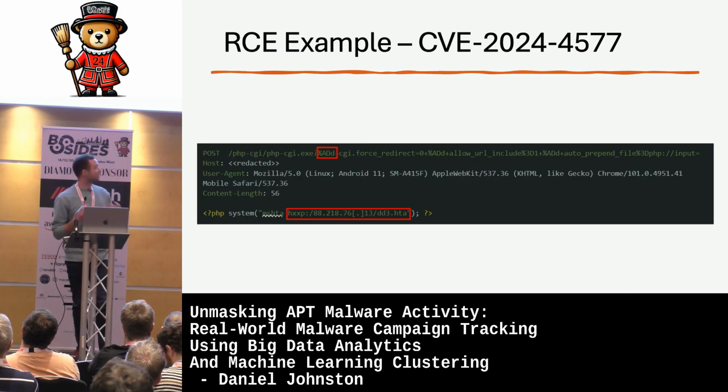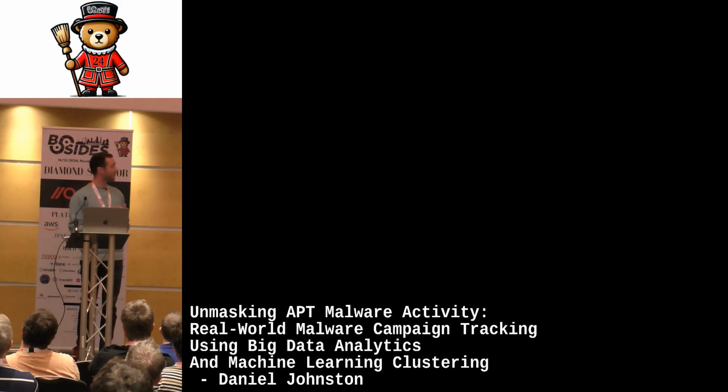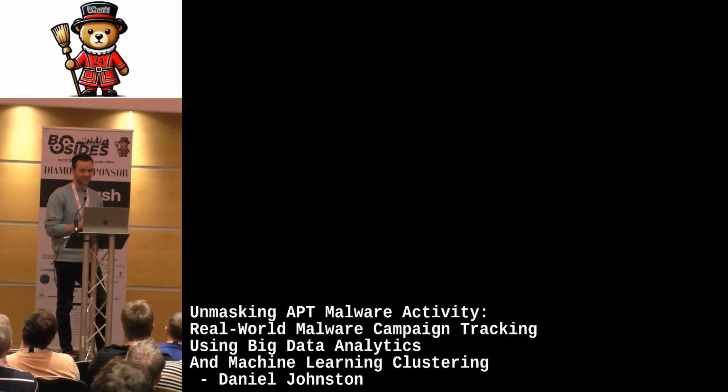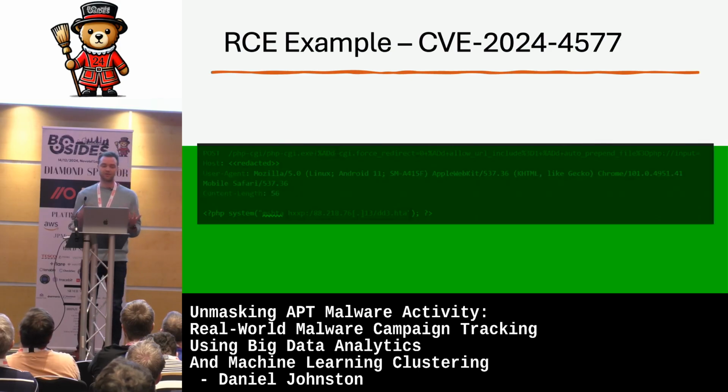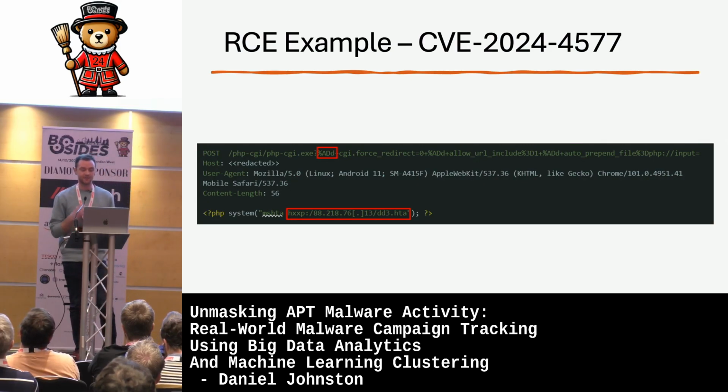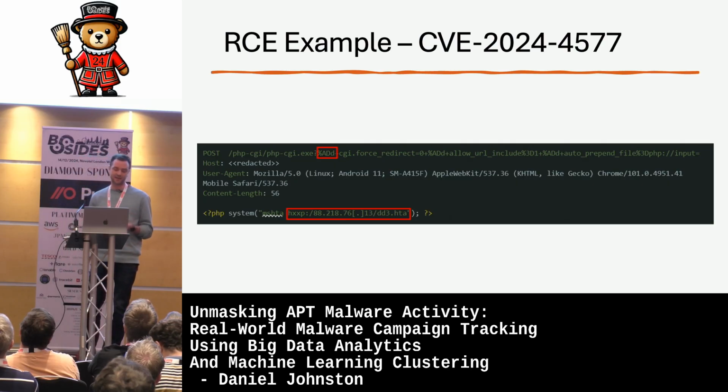So I want to talk about a specific example of an RCE vulnerability that we might observe in our dataset at Imperva. It's an exploit attempt of the vulnerability CVE-2024-4577.